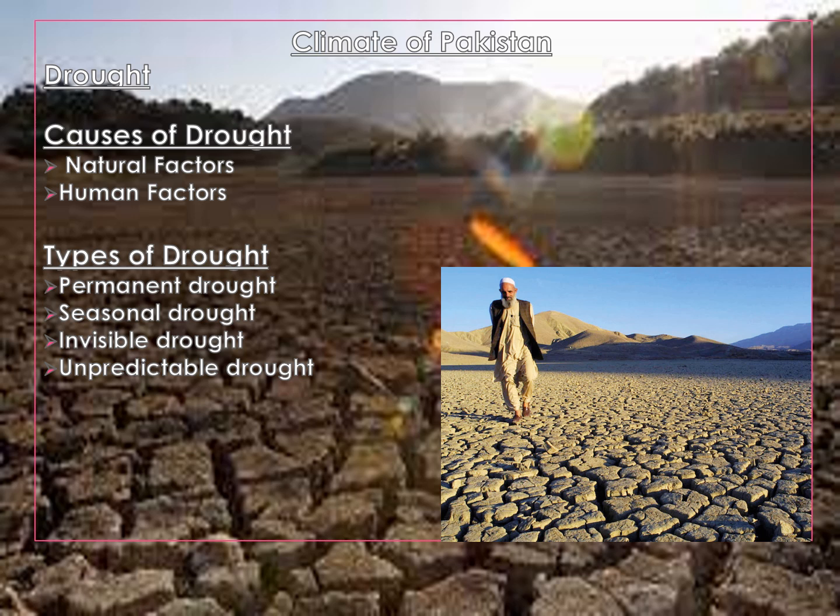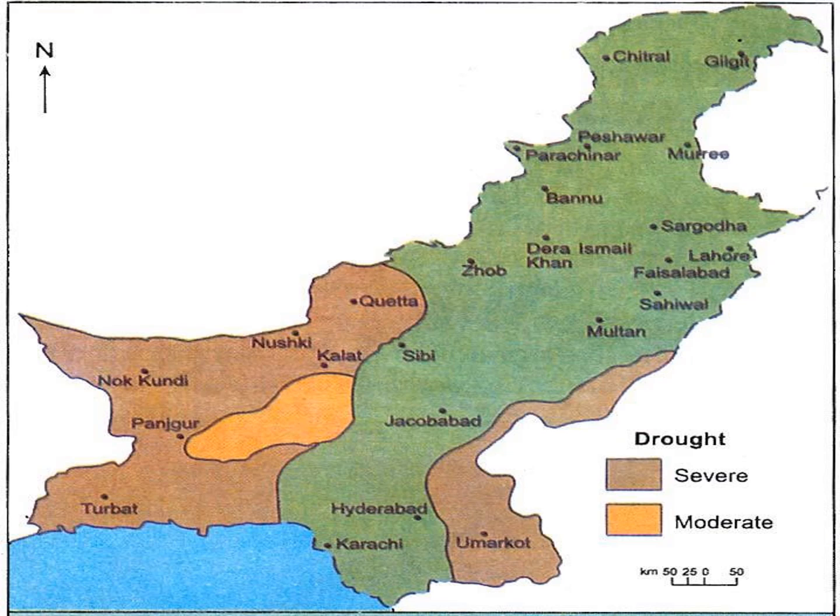Then invisible droughts, where the water deficiency is not serious enough to stop crop cultivation, though crop yield is reduced. Water deficiency is not very significant, but still the crop yield is reduced, and if the reason is water, then we can call it invisible drought. Then unpredictable drought, which basically happens when there is unpredictable or abnormally low rainfall in humid areas. Now, the areas in brown color that you can see are severe drought areas, and the moderate drought areas are in mustard color.